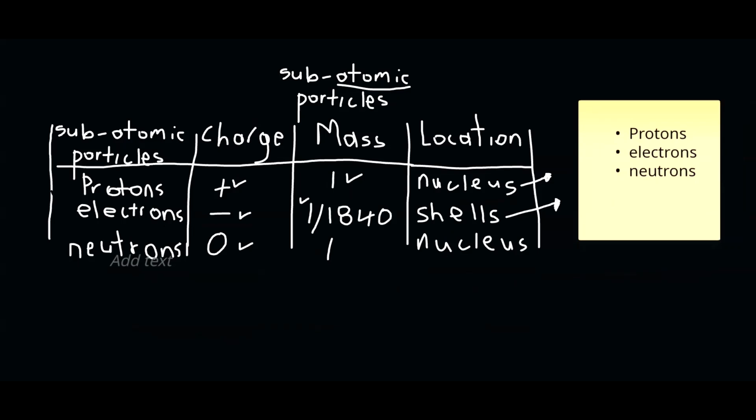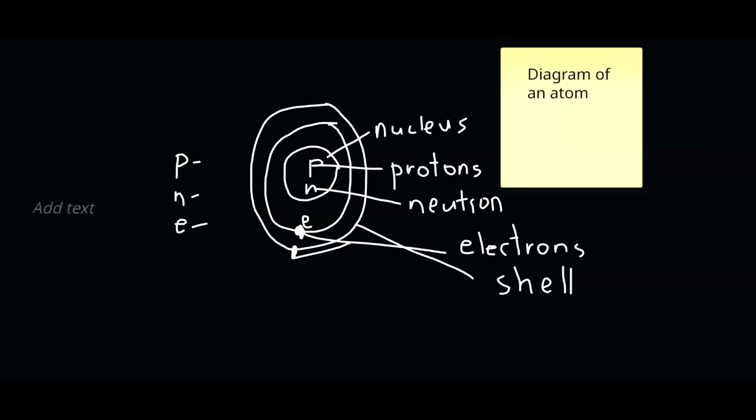As it relates to the location now, neutrons are located in the nucleus. Electrons are found on energy levels, orbitals, or shells. As it relates to protons, they are present in the nucleus.